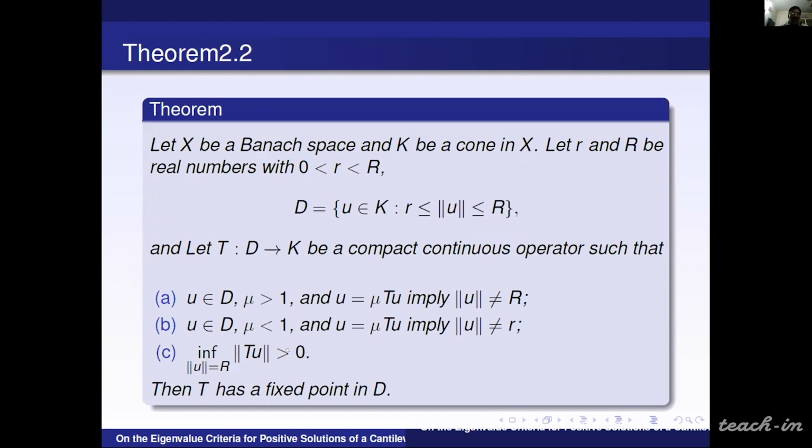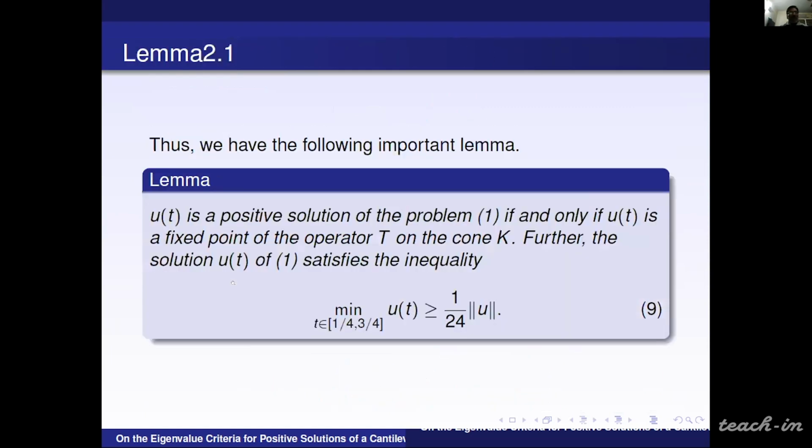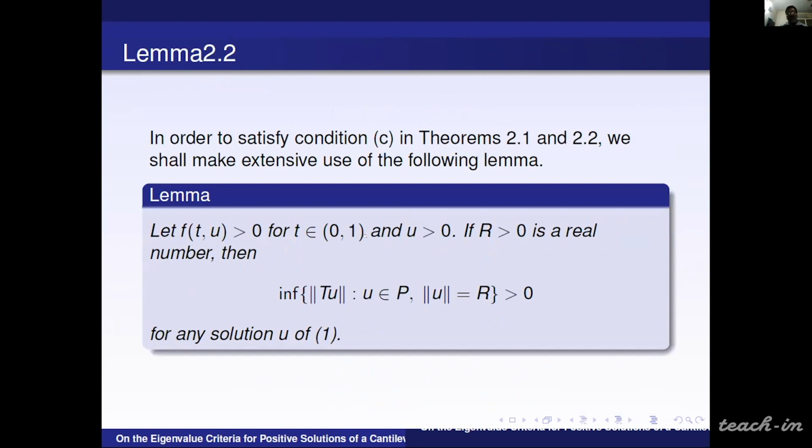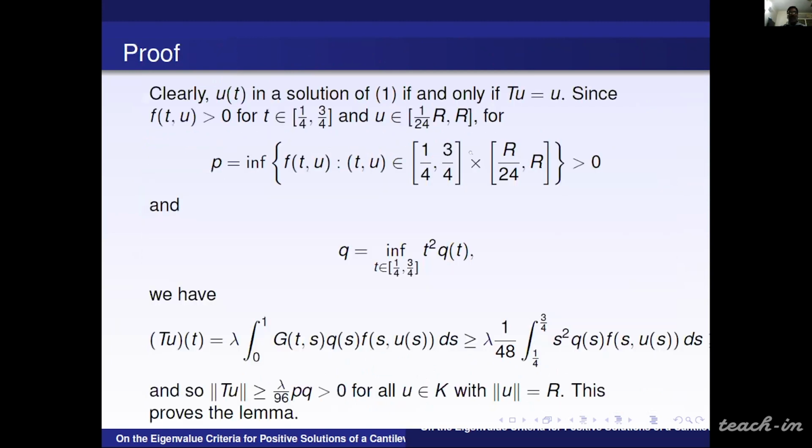To prove this, we shall be proving a general theorem based on lemma 2.1, which is this, lemma 2.2. If f(t, u) is strictly greater than 0 on this region, for t in 0 to 1 and u in 0 to R, where R is greater than 0 and a real number, then it says that the infimum for Tu will be greater than 0. P is the cone, where this additional condition is satisfied on the cone K. This is that cone P.